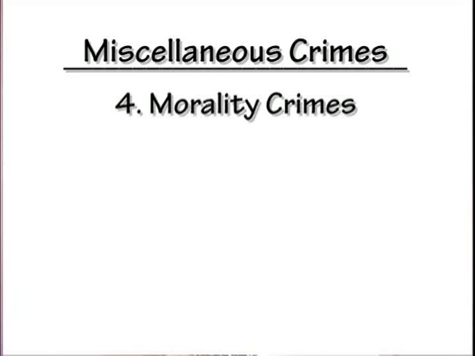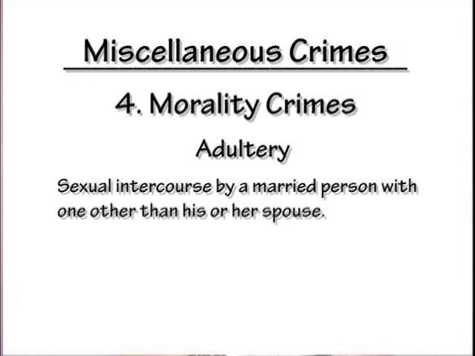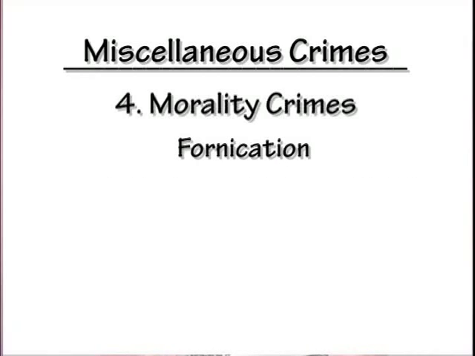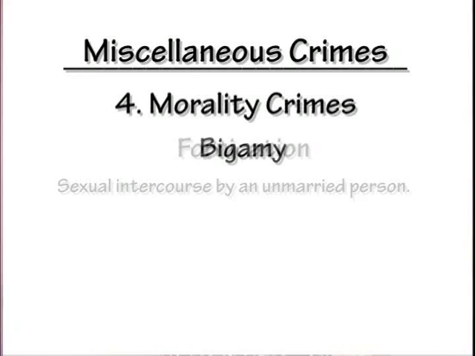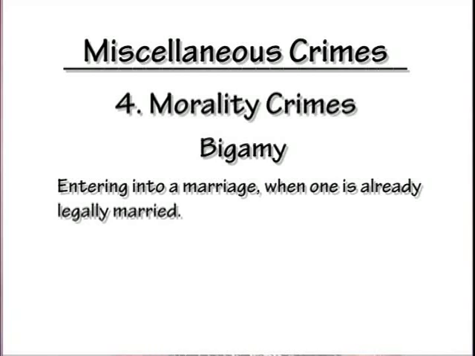Number 4 is the morality crimes, and we've got 4 morality crimes. The first one is adultery. That is sexual intercourse by a married person with someone other than his or her spouse. The next one is fornication. That's sexual intercourse by an unmarried person. Number 3, bigamy. Entering into a marriage while one is already legally married.